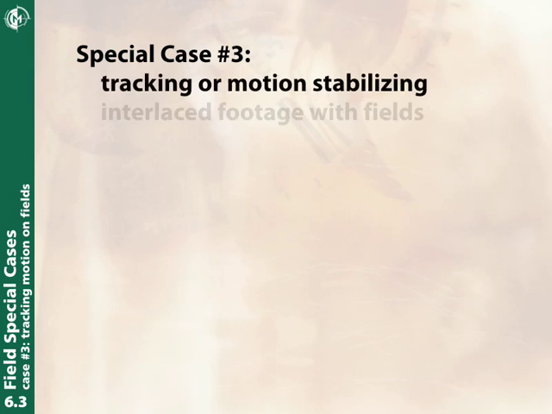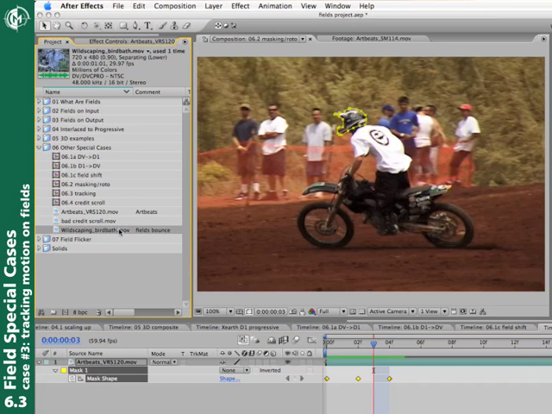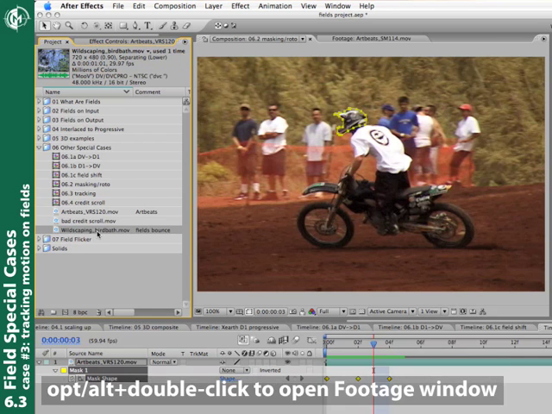The third special case has to deal with motion tracking field-based footage. This is kind of the opposite of masking and roto. You may not want to track every single field, and I'll show you why. Let's open up a piece of footage here that has fields, lower field first. I'll Option or Alt double click on it.